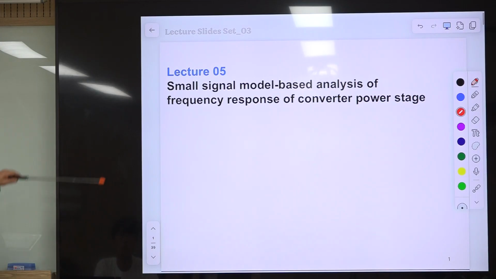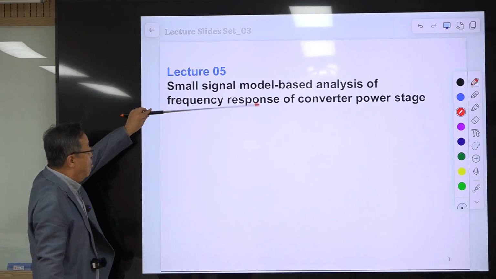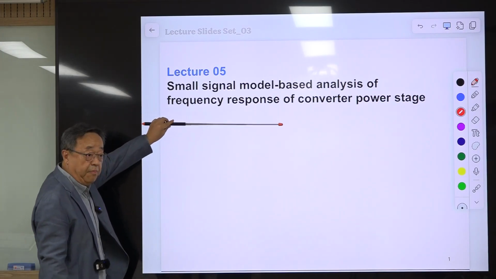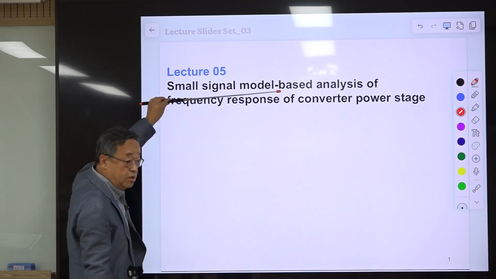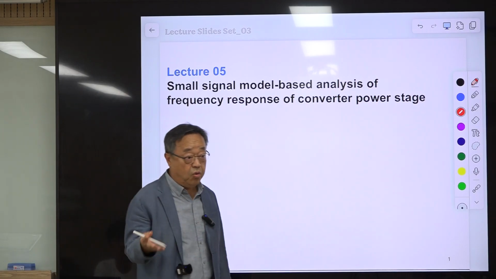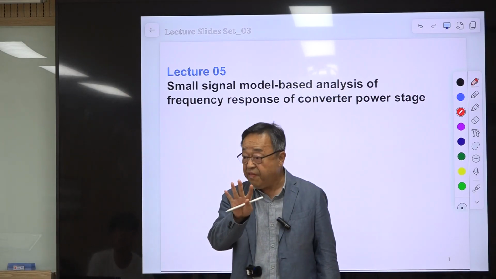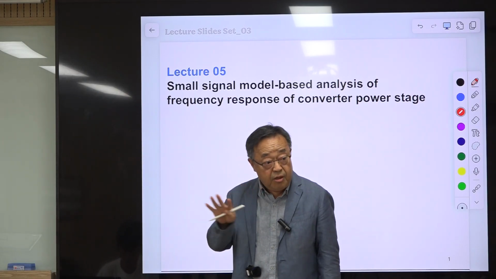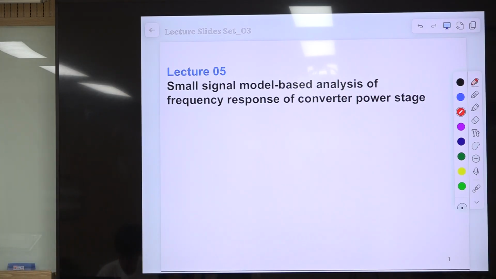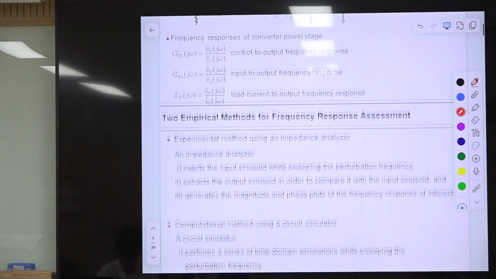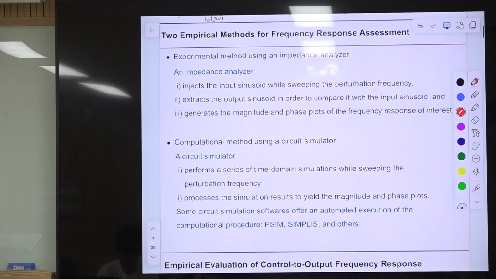So small signal model based analysis of frequency response of the converter power stage. You can do the same thing without this small signal model, based on the empirical approach, but we are not interested in that. That is also very useful, but the topic here is the analytical approach based on the small signal model. Okay, so two empirical methods.